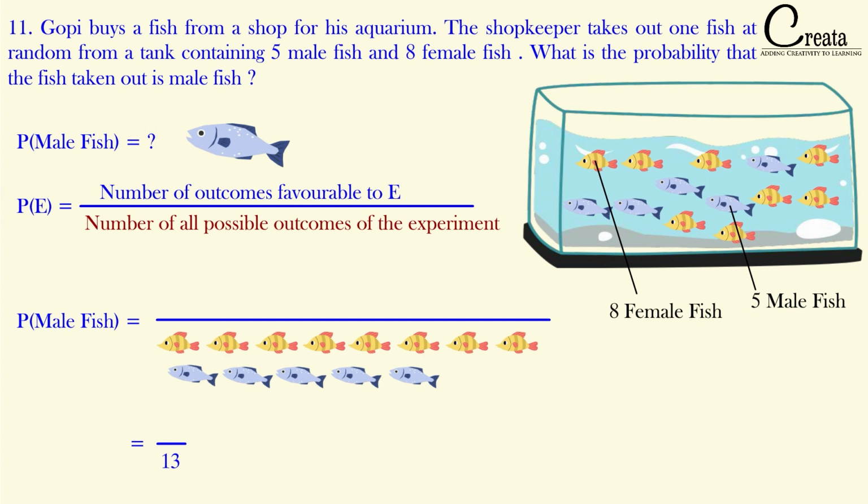Let's check out what the numerator is holding for us. Numerator is the favorable cases. Our favorable case is getting the male fish. The fish tank contains 5 male fish, that is our favorable condition. So all these 5 male fish will come in the numerator. So we got 5 male fish in the numerator and total 13 fish in the denominator. So we got our answer as 5 by 13. So we have done the question number 11. Let's move to question number 12.